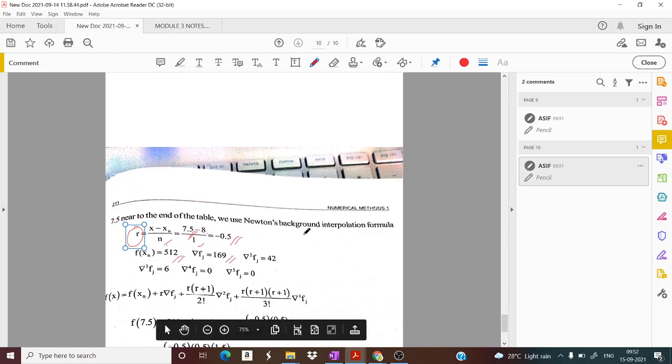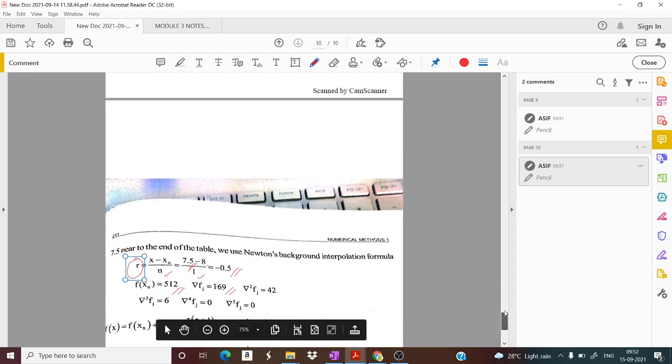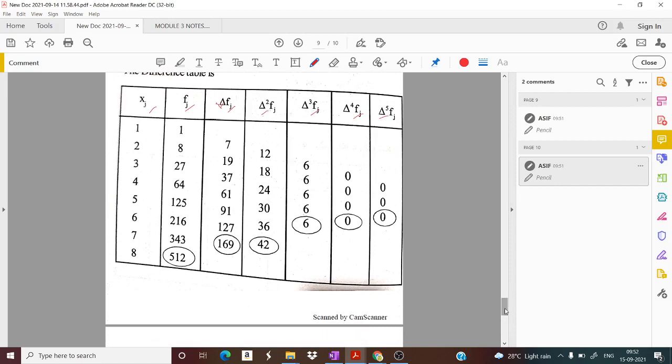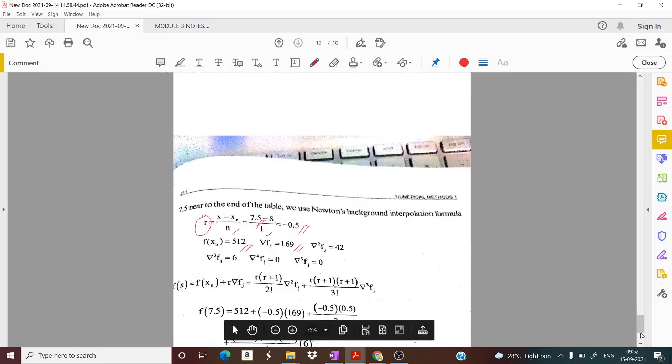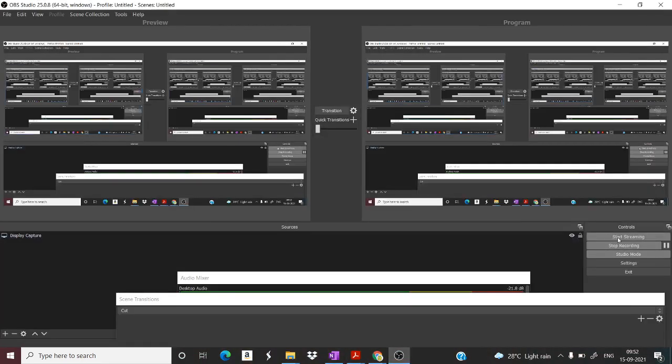So we will calculate the value, and here in the backward formula we will use this fn, delta fn, delta square fn, delta cube fn, delta raised to 4 fn, delta raised to 5 fn, and we will use Newton's formula, and just to substitute, you will get the answer. So I hope it's clear.